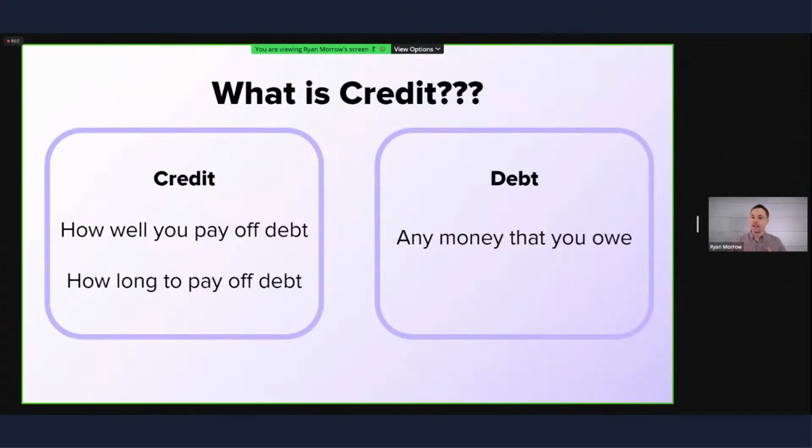So to clear the air, credit is going to be a measure of how well you can pay off and then manage your debt within a certain time frame. But what is debt? Debt is any money that you owe, whether to a company, the government, a friend, you get the point. So if you owe money, you have debt. Credit is your score based on how well you pay off and then manage the debt. The catch here is that credit also takes into account how long you take to pay it back, depending on what the agreement or payment plan is between you and the creditor.